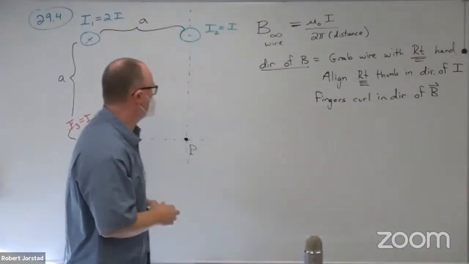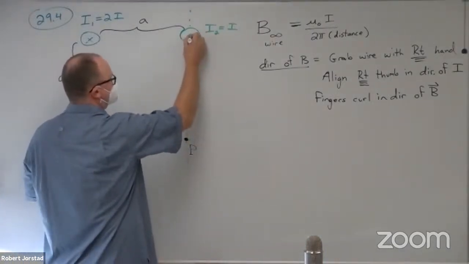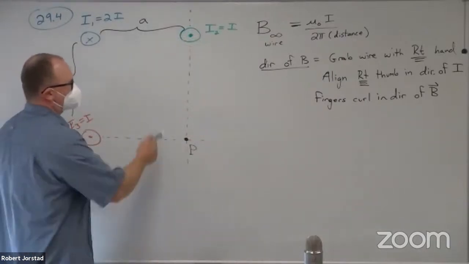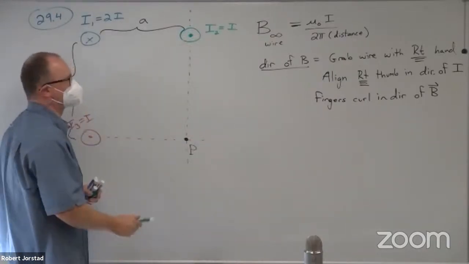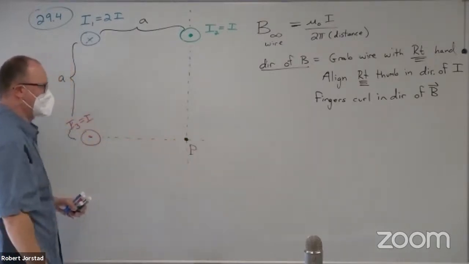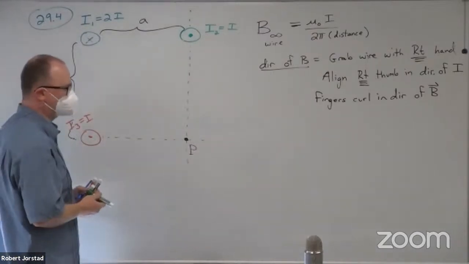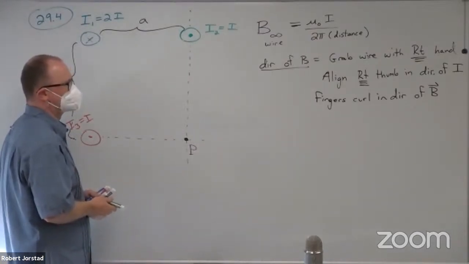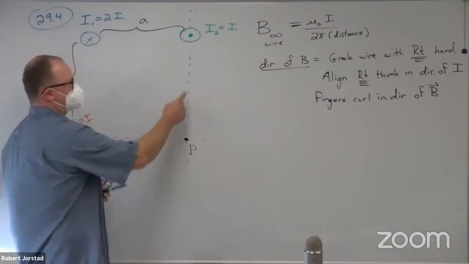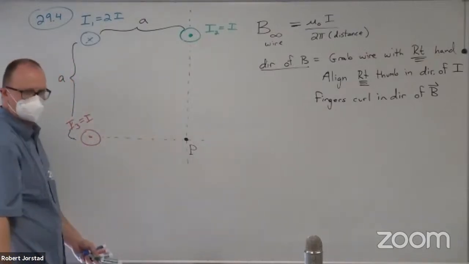Okay, how does that help us? I'm here at this point P. Let's start with I2, just because it's right there. If I start with I2, if I want to get the B field at P, what direction is the B field at P due to wire 2? Which direction is the magnetic field caused by current 2 at this point?